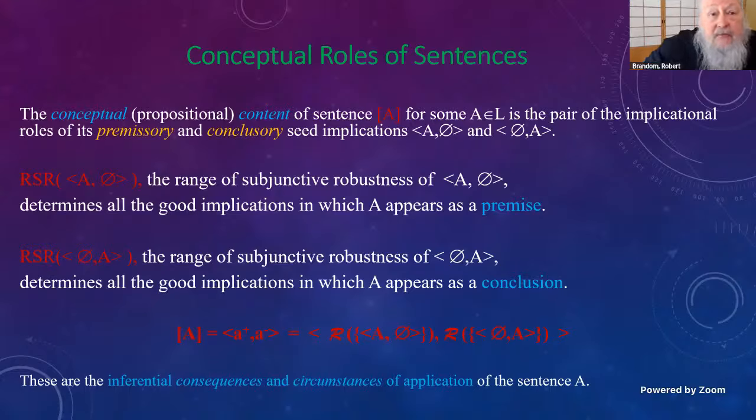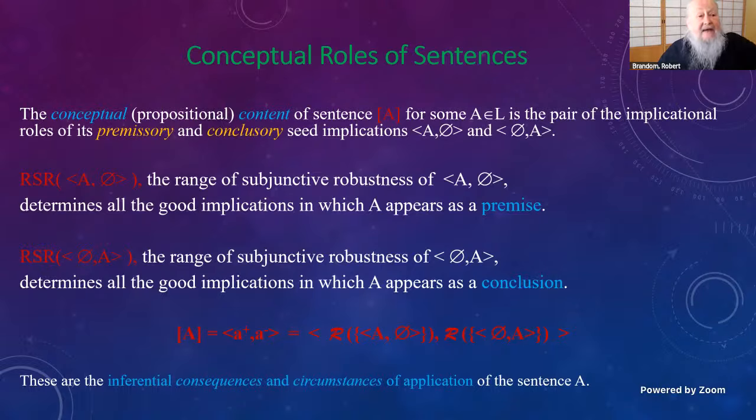And now, having interpreted the implications, we can interpret sentences as pairs of sets of implications. Dummett understands sentences in terms of their circumstances of appropriate application and their consequences of appropriate application. You've got to know what's a reason for making the claim, and you've got to know what making the claim is a reason for. We just do that. This apparatus lets us associate with a sentence its role as a premise, that is, all the good implications in which the sentence A appears in the premise set.